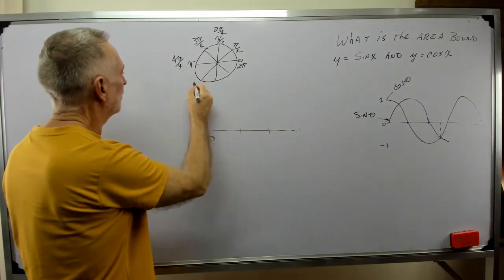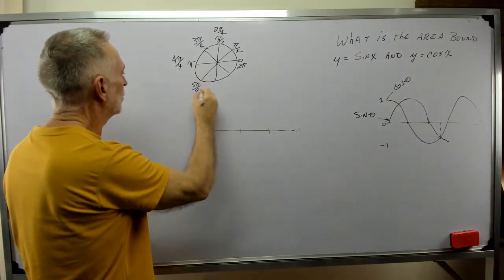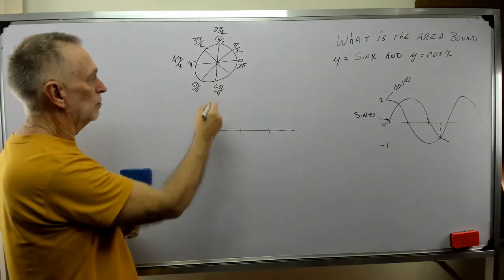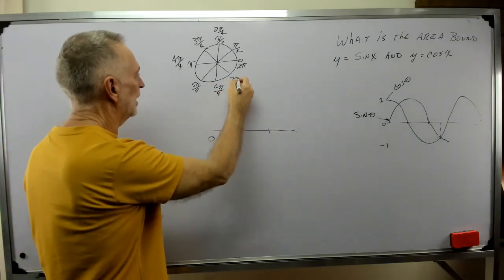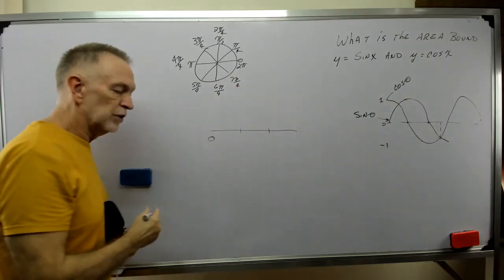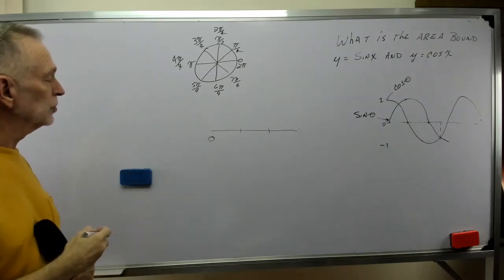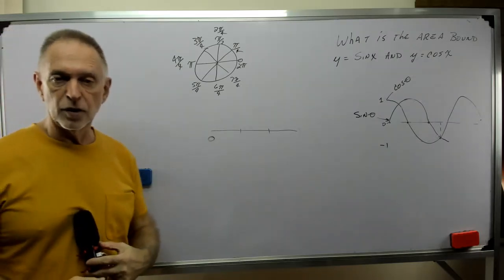Now here we are at 5 pi over 4, 6 pi over 4, which is 3 pi over 2, 7 pi over 4. So you could go around, and now we're back to 8 pi over 4, which is 2 pi, or back to 0.